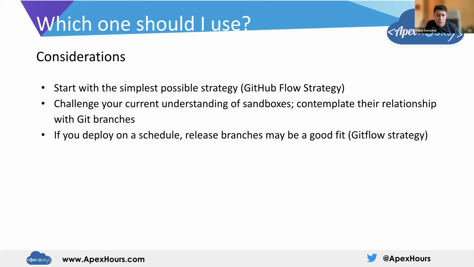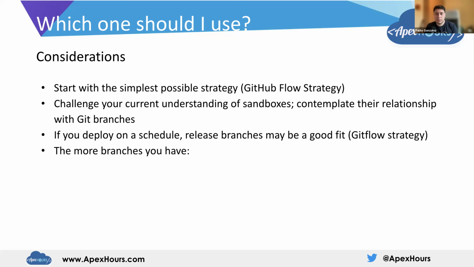Now, if you deploy on a set schedule, if you have a very well-defined schedule because your company imposes that or your team is comfortable with that, then release branches may be a good fit. Again, release branches are not part of any strategy specifically. They're mentioned in the Git Flow strategy as an alternative to lock releases, but they're not part of that strategy. They're just a pattern. So regardless of what strategy you use, if you release on a cadence that is fixed and that works for you, think about whether release branches are actually a good idea for you.